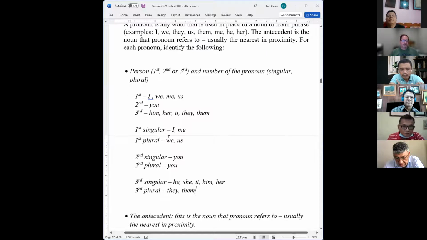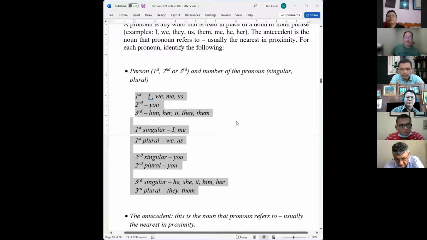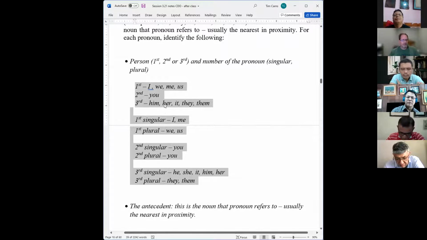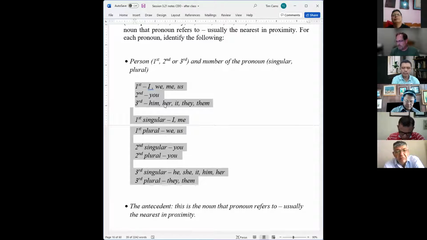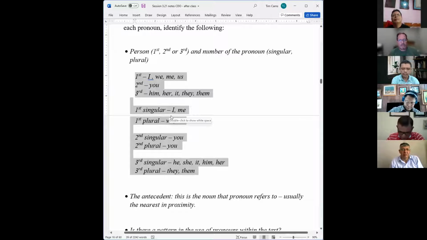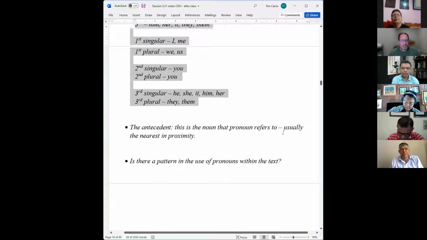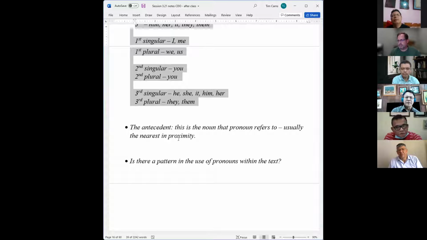So you want to be able to identify these. This is very important, and it'll really be important when we look at prophetic text later on, when you're trying to identify when pronouns are used. The first thing to do is the person and the number of the pronoun. Is it singular or plural? Is it first, second, or third person? The next thing you want to consider is, what does that pronoun refer to? What is it pointing to in the passage? And after you've done that, it's helpful to see if you can identify any sort of pattern from those.